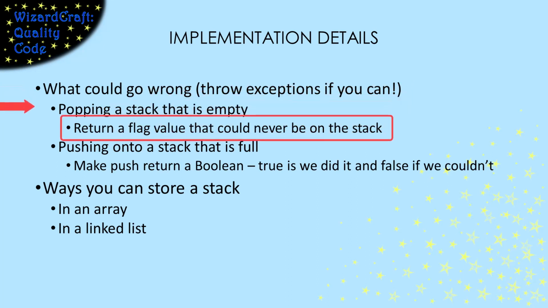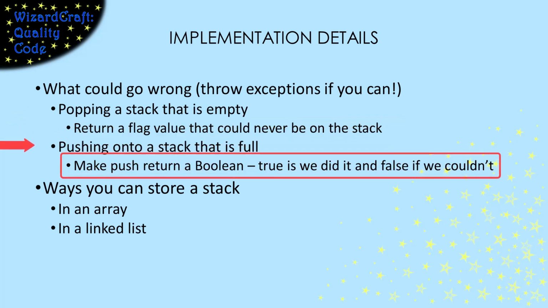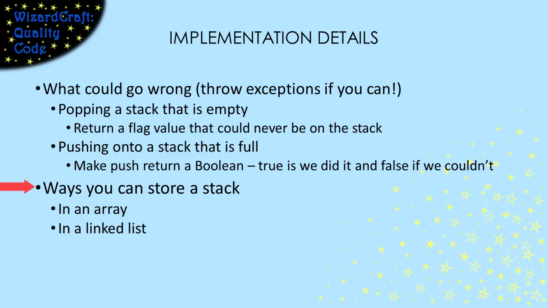For popping a stack that is empty, we can return a flag value denoting the error. But we need to pick a flag value that could never be a valid stack entry so that the caller can detect that the problem has occurred. What that value is depends on the specific problem that we're solving. For pushing onto a full stack, we can make push return a Boolean. True means everything went okay, and false means that we didn't complete the push. The most common ways to store a stack are in an array or a linked list. I have other videos that show exactly how we do those kinds of implementations.